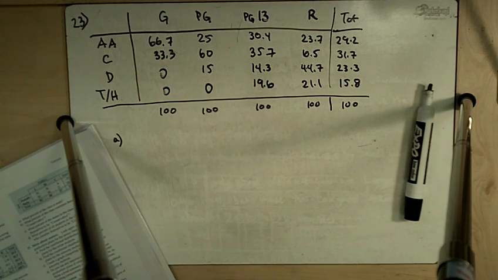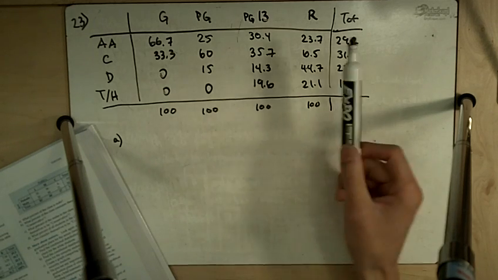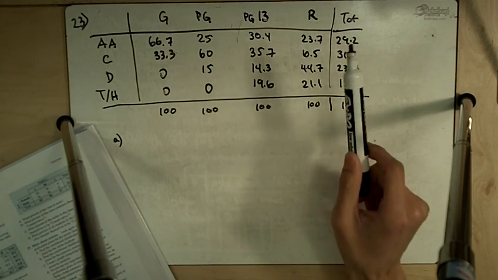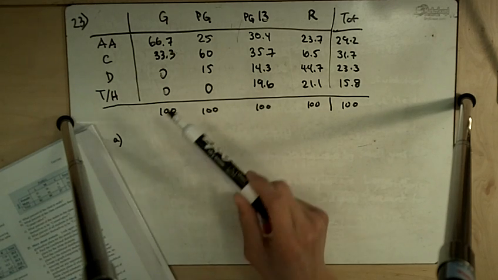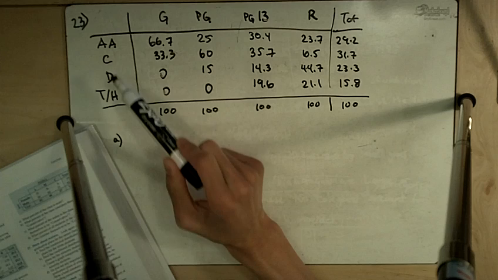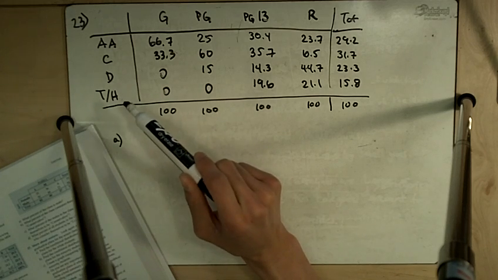This is exercise 23 from chapter 3. It says movies by genre and rating. Here's a table that classifies movies released in 2005 by genre and MPAA rating. It shows you that there are 4 different ratings: G, PG, PG-13, and R, and different kinds of movies that they categorize them as: action adventures, comedies, dramas, thrillers, and horrors.